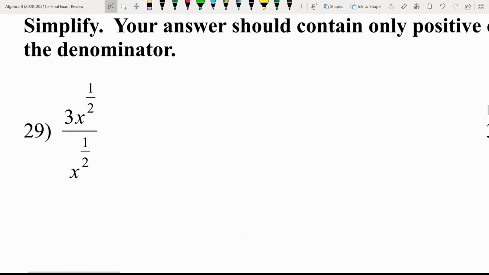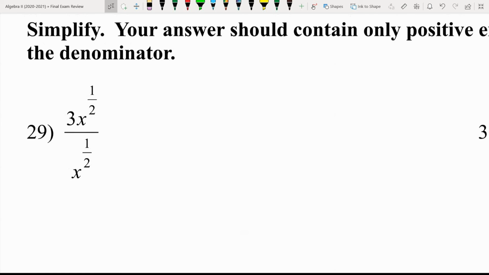All right, these ones here, you're doing a little bit of division with them.